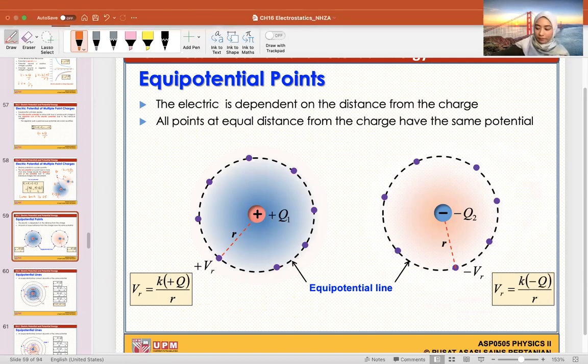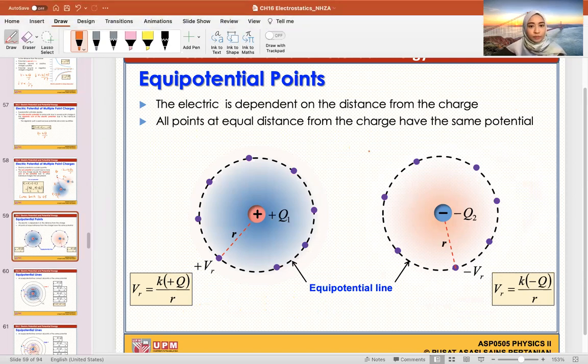Okay, it's time. I hope everyone's back and feeling a little bit better. So we are going to continue with equipotential points. What are equipotential points? It is actually potential, but potential that is equal. So it's equal potential. That is what equipotential means.